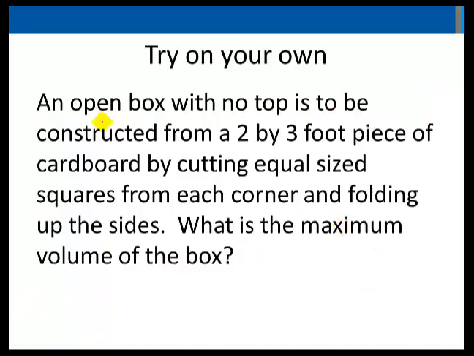Try on your own. An open box with no top is to be constructed from a 2 by 3 foot piece of cardboard by cutting equal-sized squares from each corner and folding up the sides. What is the maximum volume of the box?